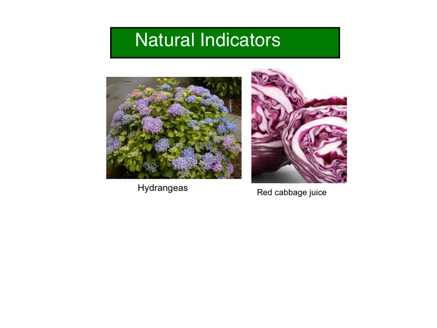There are a few natural indicators. One of them is cabbage juice. If you boil this down and get cabbage juice, the cabbage juice will change colors based on if it's acidic or basic. Hydrangeas will turn different colors based on the pH of the soil, and that's kind of cool. If it's basic, I think it's more purple, and if it's acidic, it has more of a pink color to it.